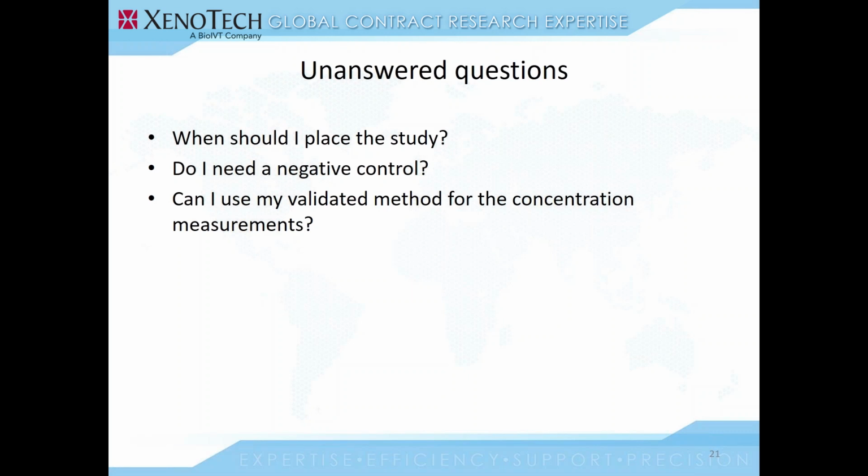We've always done that as standard for a very long time now. There's no downside to doing it. But in short, the FDA says you need one, so it's probably a good idea to include it. It's a pretty trivial inclusion. And then the third one is, can I use my validated BioA method for the concentration measurements in the spent media analysis?